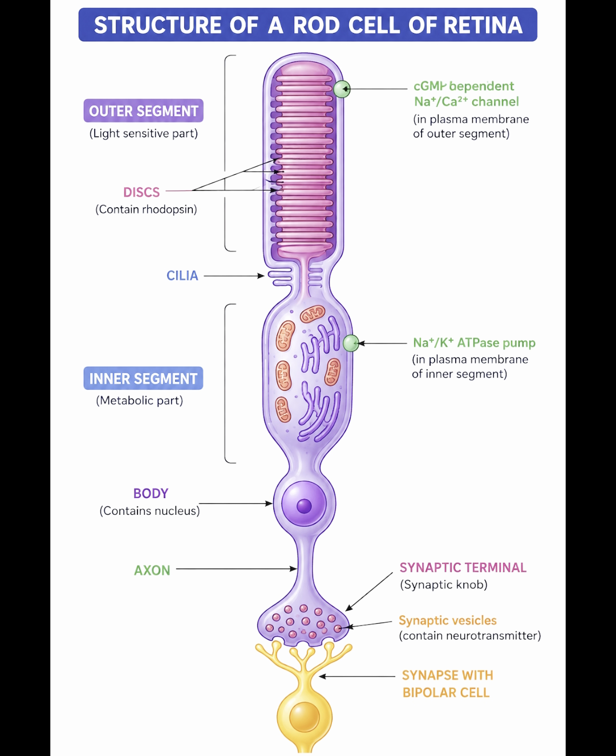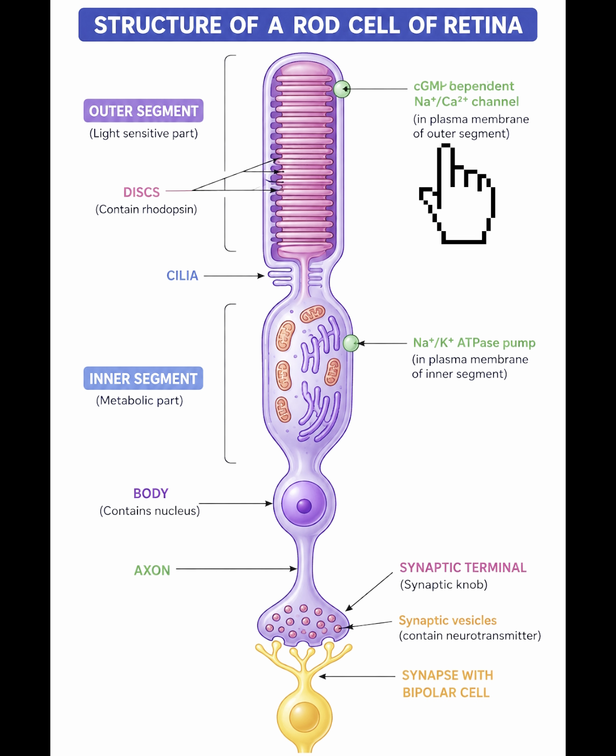Rhodopsin is present in the outer segment of rod cells of the retina. The rod cell outer segment has about 1,000 discs stacked one above the other. Each disc contains rhodopsin in its membrane. There is also a sodium potassium ATPase pump in the inner segment of rod cells, through which sodium is pumped out.